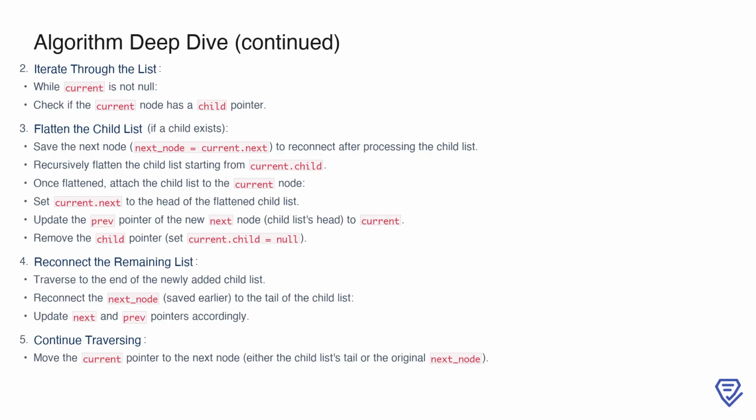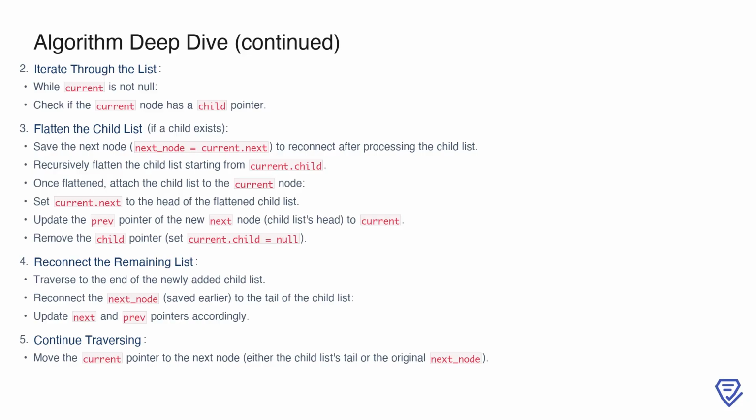Next, the child list is flattened recursively, starting from the node pointed to by current.child. Once this child list is flattened, we attach it directly to the current node by updating the next pointer of the current node to point to the head of the flattened child list. Additionally, the previous pointer of the child list's head is updated to point back to the current node. Once the child list is integrated, the child pointer of the current node is set to null, as the child structure is now part of the main list.